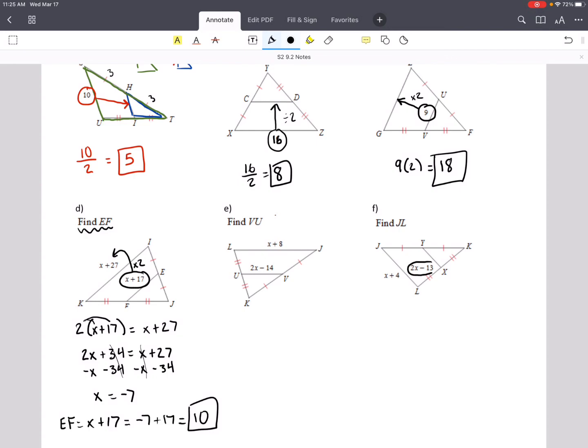Let's do part F. Once again, because I see all of these congruent markings, I know my scale factor is 2. So I'm going to do 2 times (2x minus 13) equals x plus 4. You can distribute: 4x minus 26 equals x plus 4. And now I'm going to get all my x's on one side. Those canceled.